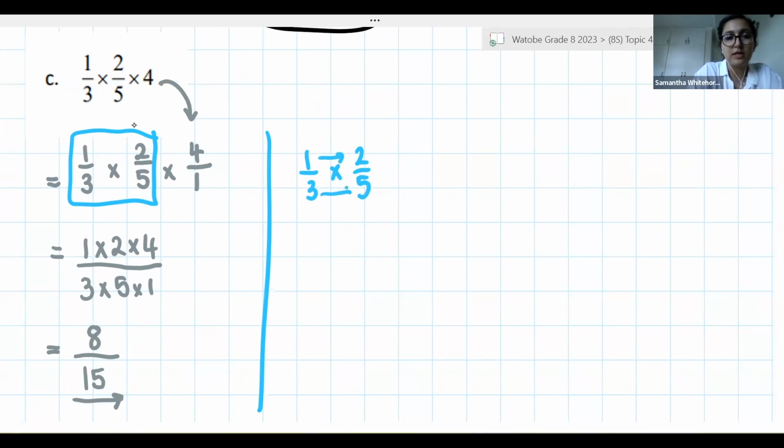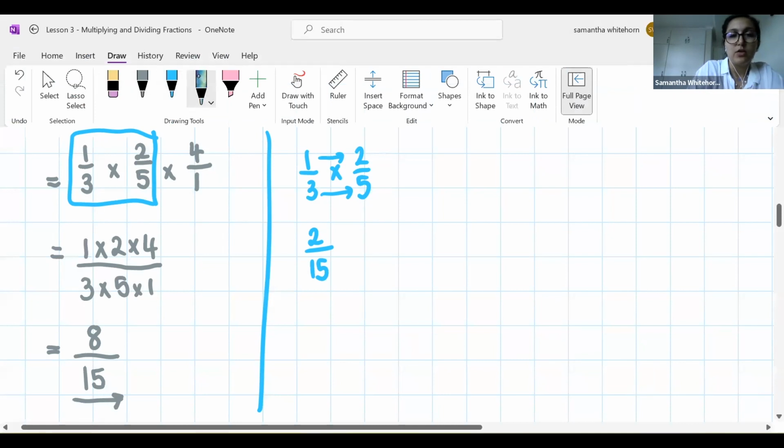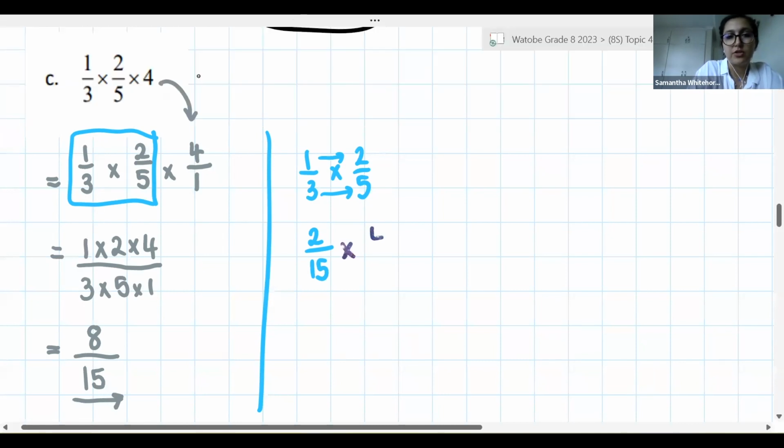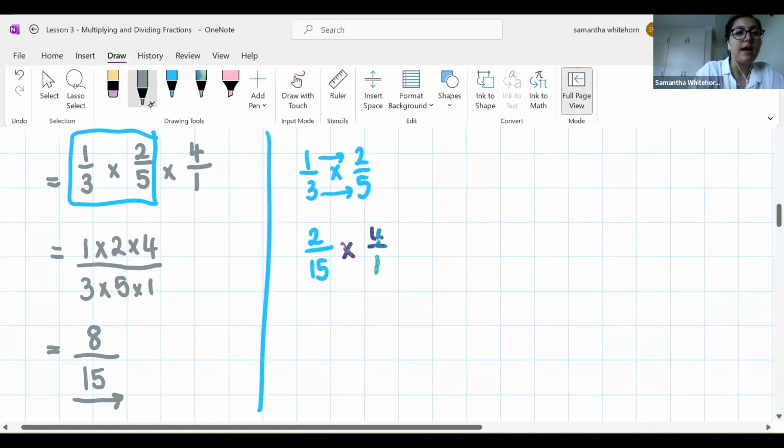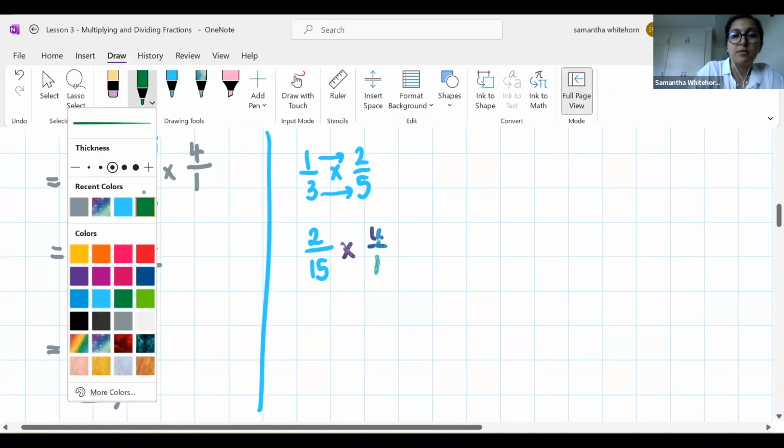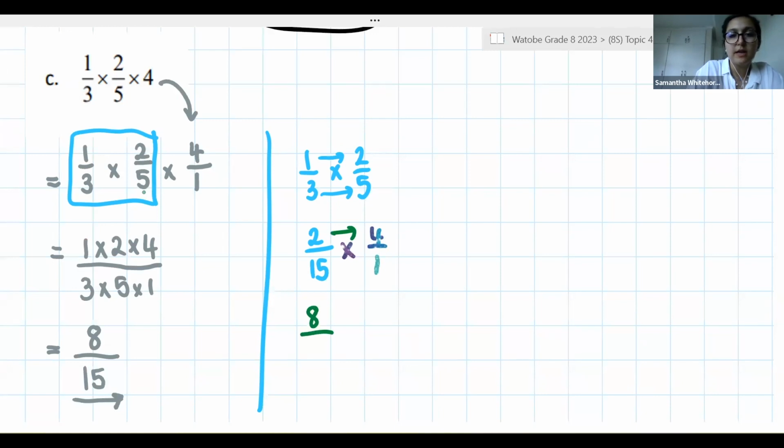Multiply your numerators, multiply your denominators. So you would have 2 over 15. And then you can multiply your third fraction. So 4 over 1. I need to stop using this silly pen. And so from there, you can then multiply 2 and 4, which is 8, and 15 times 1, which is 15. So you get exactly the same answer.